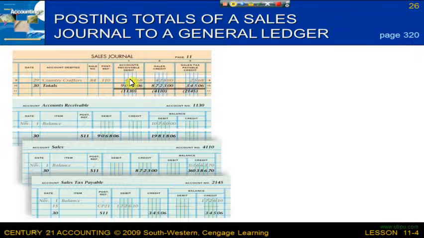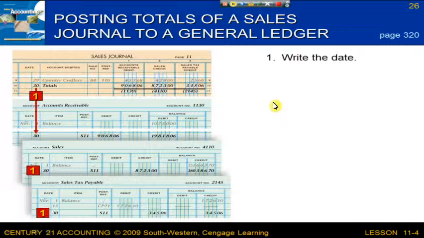So here you can see we're only showing parts of this. We are not showing the general debit and credit columns. So we have the accounts receivable, we've added it, we have a total. The sales credit, we added, we got a total. And the sales tax payable, which we added, and we have a total. Now what we're going to be doing is posting those numbers to their respective ledger pages.